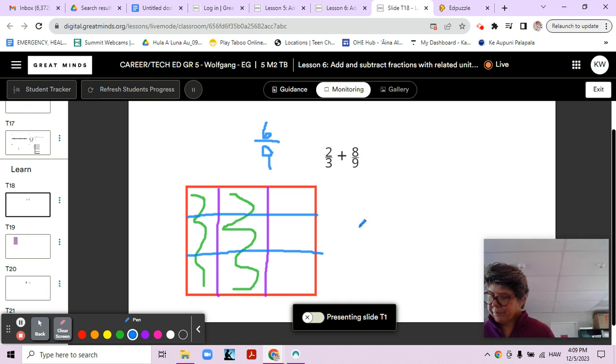Do you like that? When we drew the horizontal lines to partition the model, how did the number of units in the whole change? Yes, the whole changed to 9 units, and the number of shaded changed to 6. So now we have 6/9.